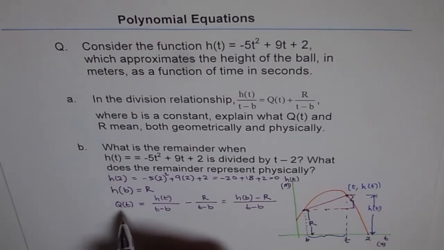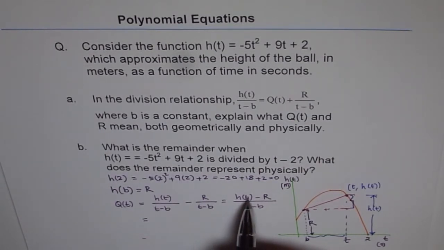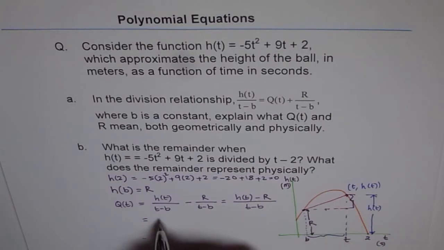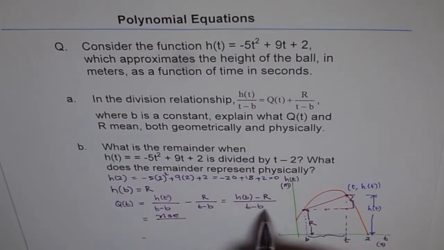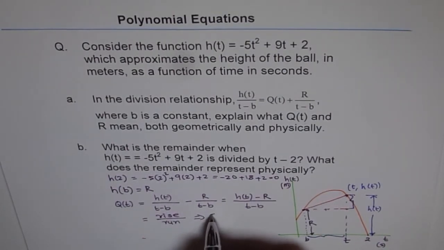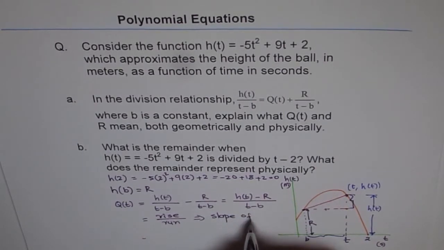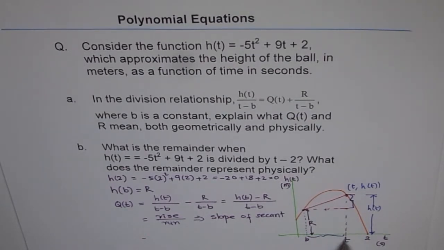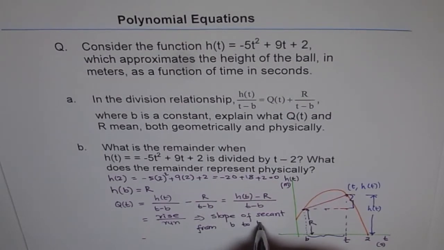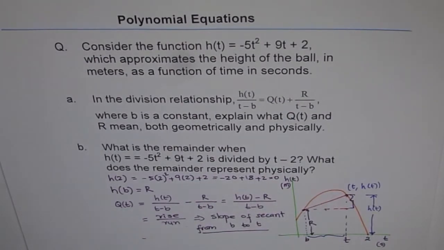So q of t can be seen as h of t minus r, which is kind of rise. We can write here as rise. And t minus b as run. So it implies slope of secant from t equals b to t. Do you understand? From any given time b to a general point t. Do you see? Slope of secant from b to time t. So that is the significance of the quotient.